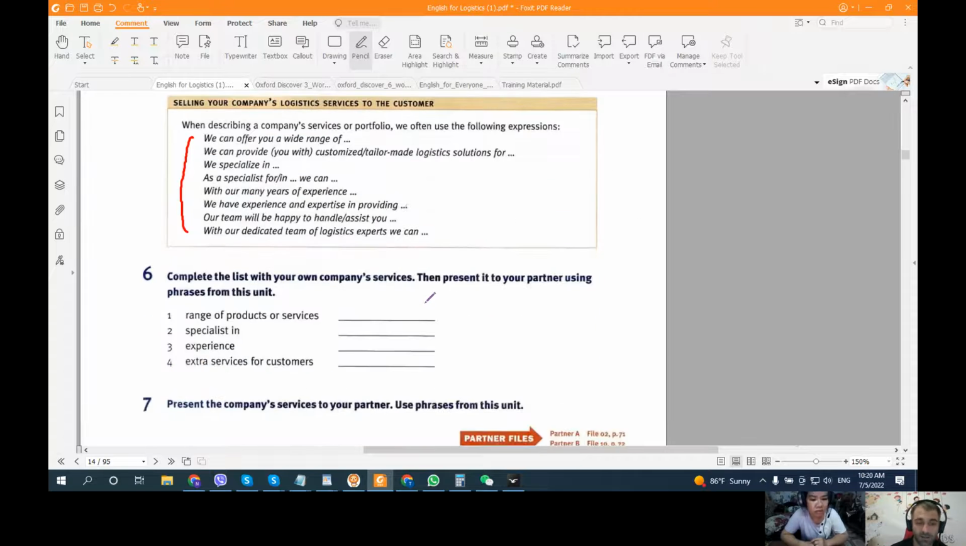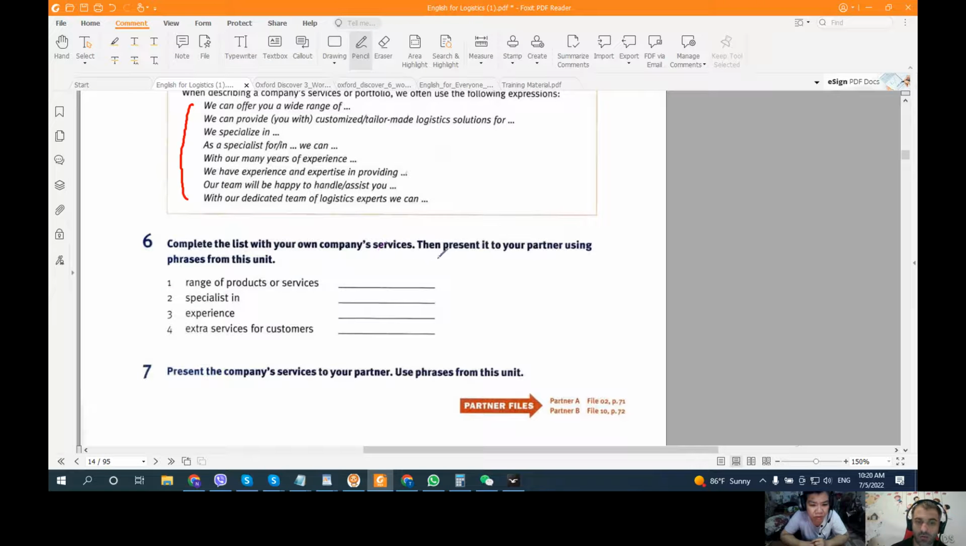Okay, now let's have a look. Complete the list with your own company services, then present to your partner using phrases from this unit. Now let's go with number 1. Can you please read number 1? Range of products or services. What products can you have in your company? Seafood products. What more can you offer with your company? More I can offer, such as shrimp, tuna, clam.